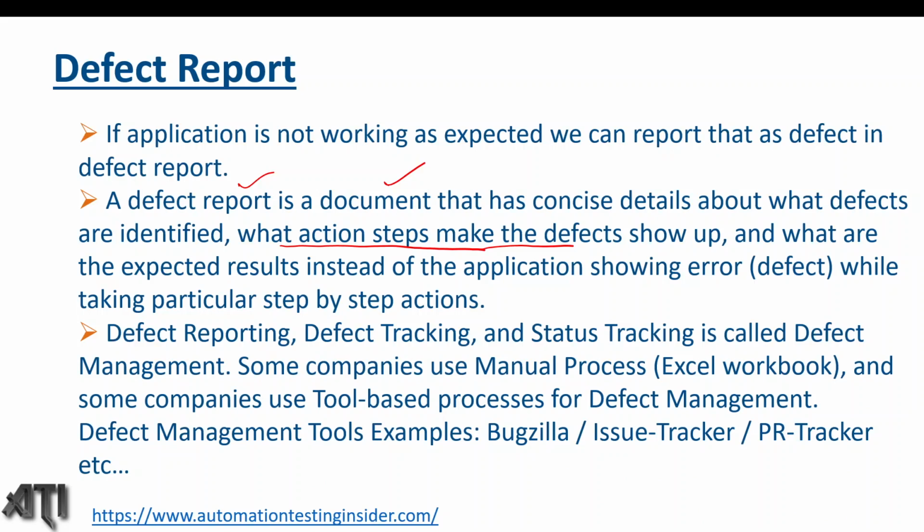Defect reporting, defect tracking, and status tracking is called defect management. So the complete process is called defect management. Some companies use a manual process like Excel worksheet, which we have discussed, and some companies use a tool based process for defect management. So some of the defect management tools are Bugzilla, Issue Tracker, PR Tracker, and Jira as well. Jira basically is a project management tool, but we can raise the defects over there. So it's kind of a complete project management tool.